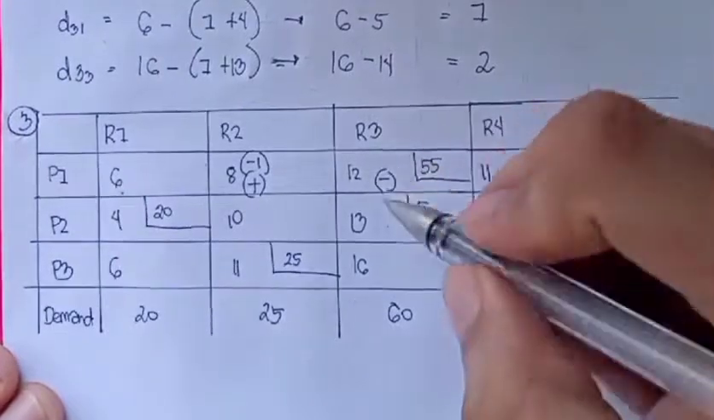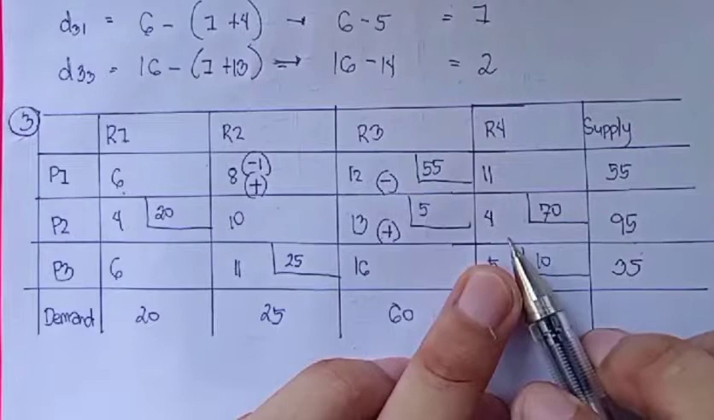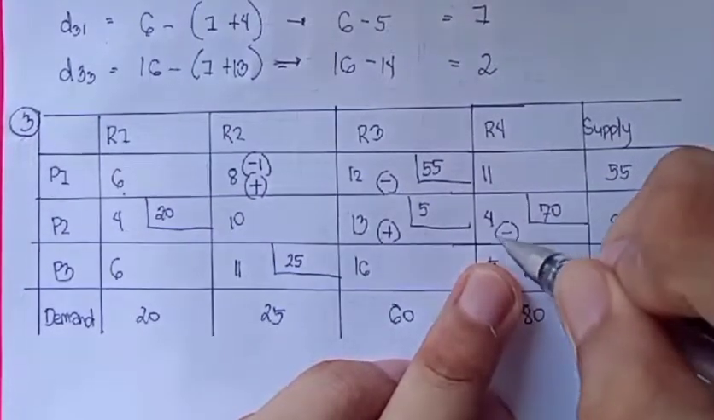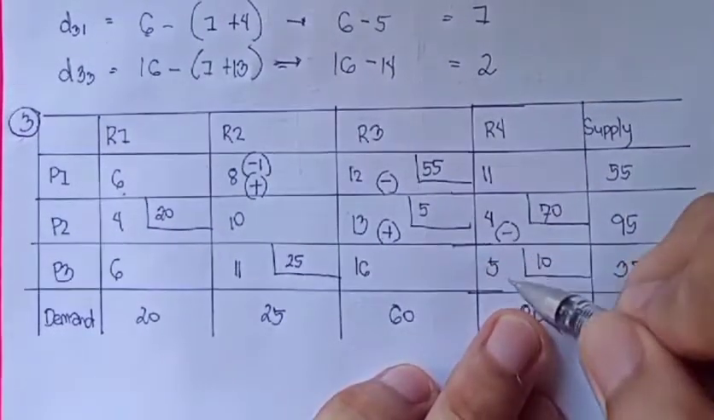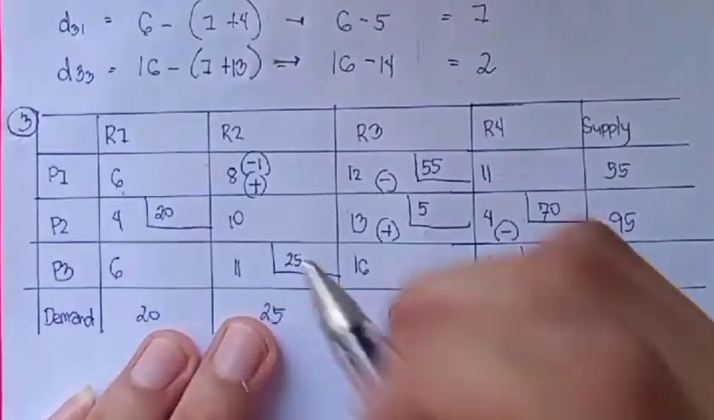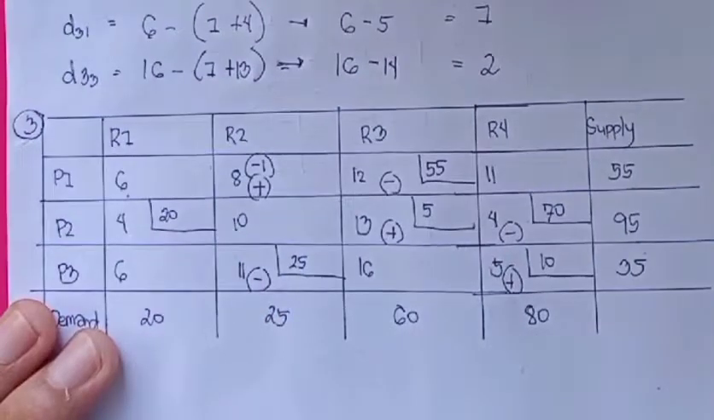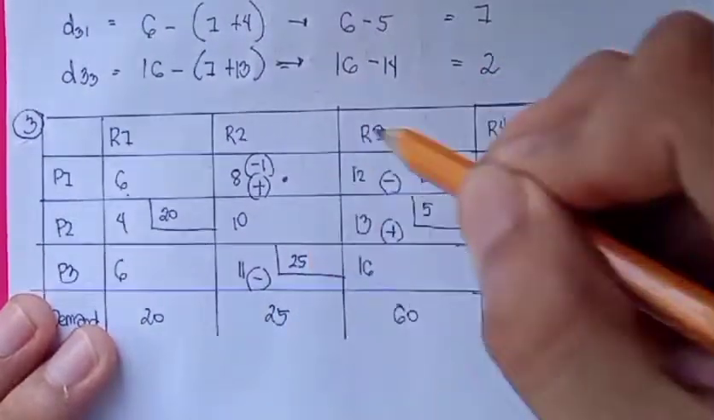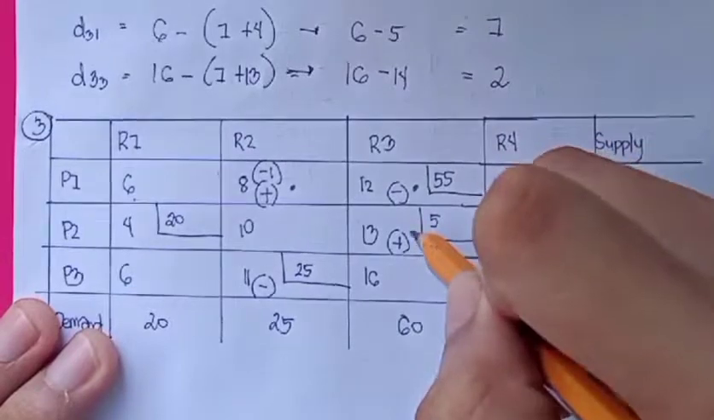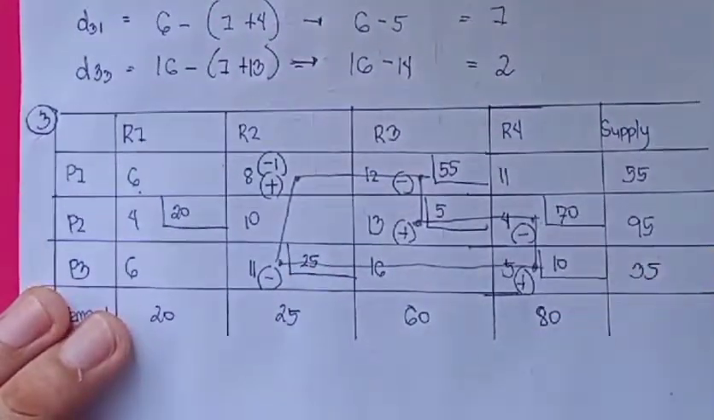And we can also increase this one, these allocated cells. And we can decrease this allocated cell. And we can increase this allocated cell. And we can also decrease this allocated cell. Or we can also draw a line through the allocated cells. This is the sign for our adjustment.